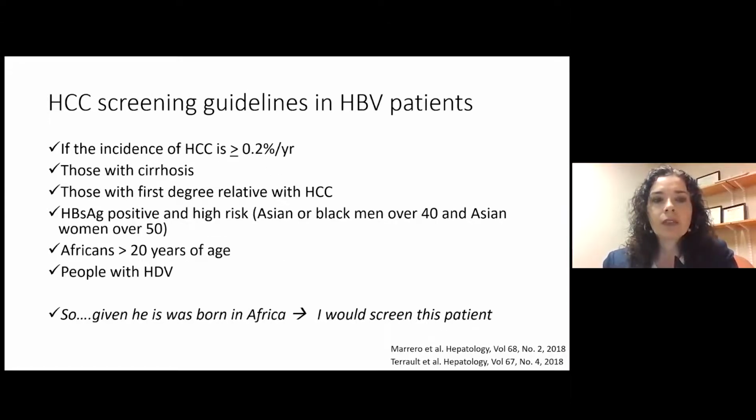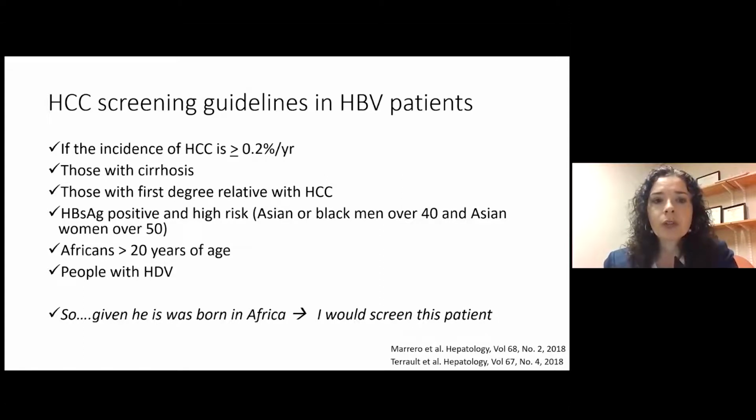Here are the guidelines for HCC screening in hepatitis B patients. First, if the incidence of HCC is greater than or equal to 0.2% per year, the recommendations are that you should screen for HCC. In patients with hepatitis B who have cirrhosis, of course, you would want to screen for HCC, just like you would with any patient with cirrhosis.